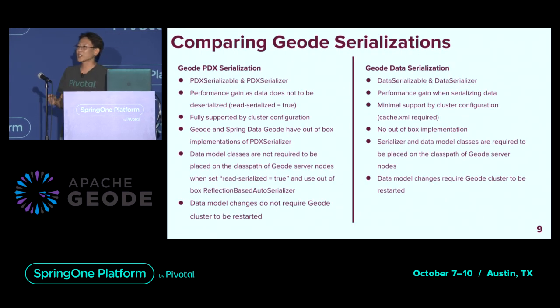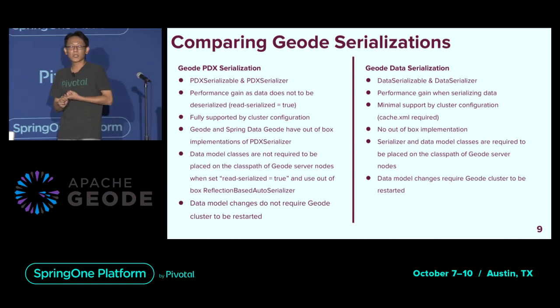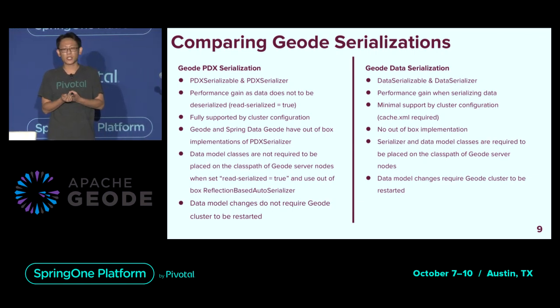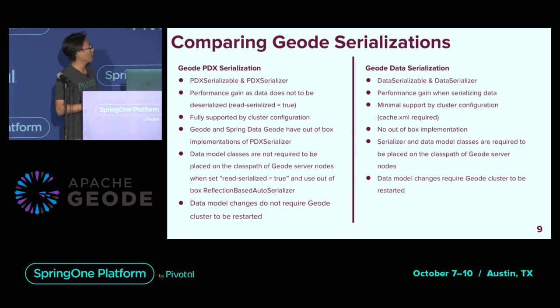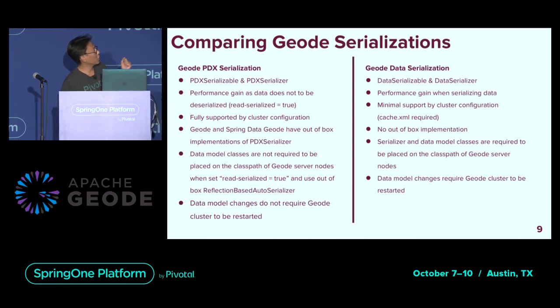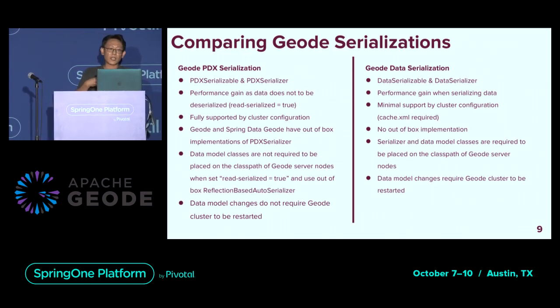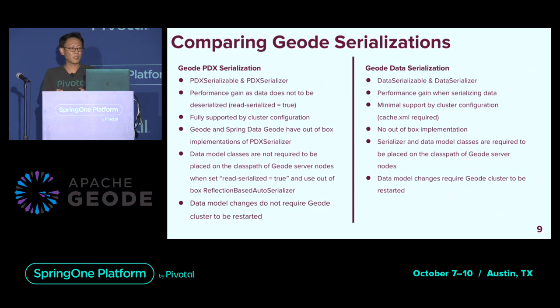So because Java Serializable gives you the worst type of performance, even though it's simple to use, the compatibility is very limited. So in this session, we're going to focus on just Geode PDX serialization compared with Geode data serialization. I'm not going to get into the actual example code of how to implement a PDX serializer or data serializer. I'm just going to have a very high-level comparison between the two serializations.